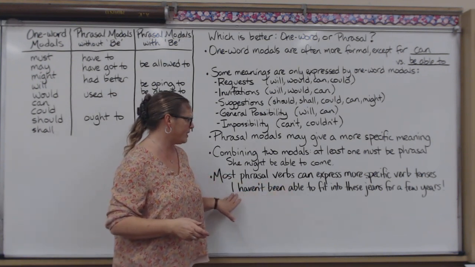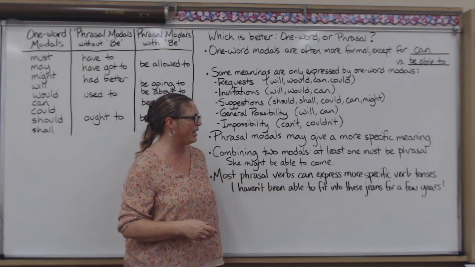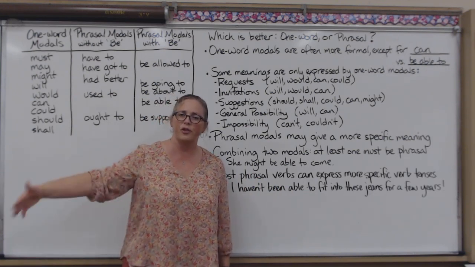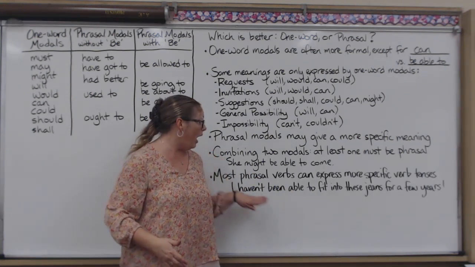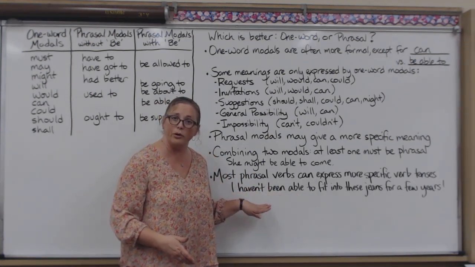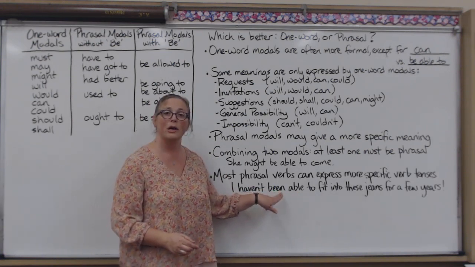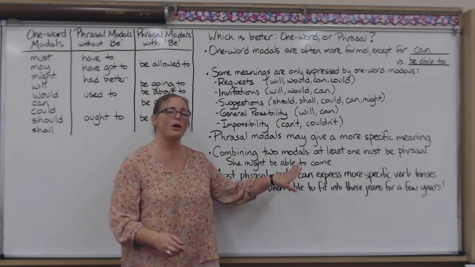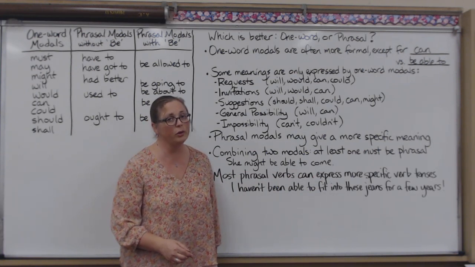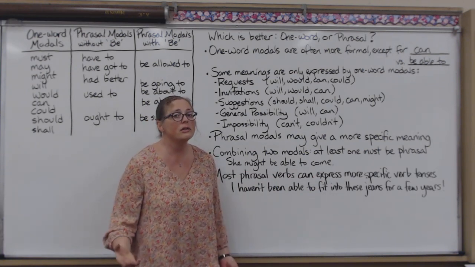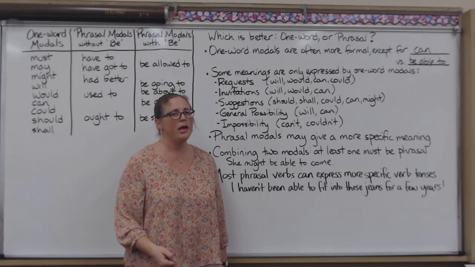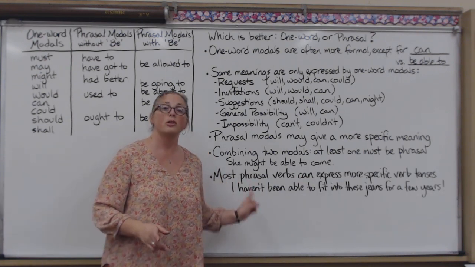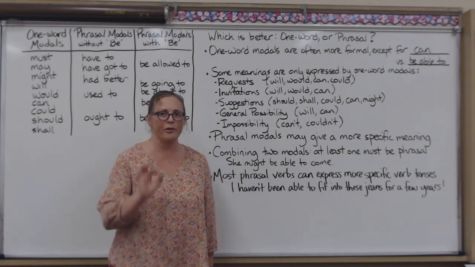So, if I say, I haven't been able to fit into these jeans for a few years. For a few years, from the past until now, I'm going to use a phrasal modal to express that idea, haven't been. It doesn't work to say, I can't fit into these jeans for a few years, or I couldn't fit into these jeans for a few years. Those don't work. They don't give that idea for a few years from the past until now. So we need to use a phrasal modal for that idea.